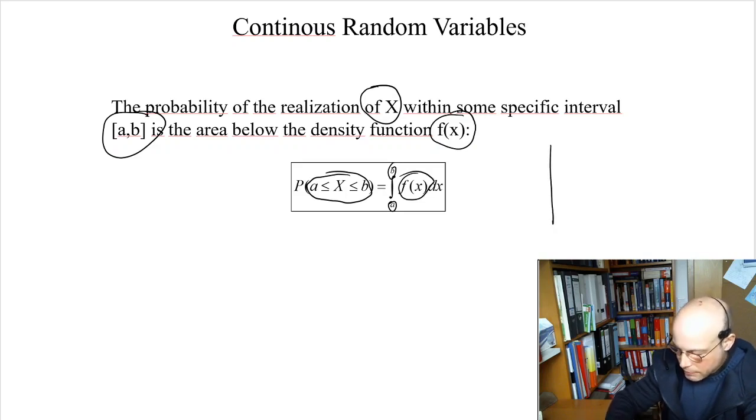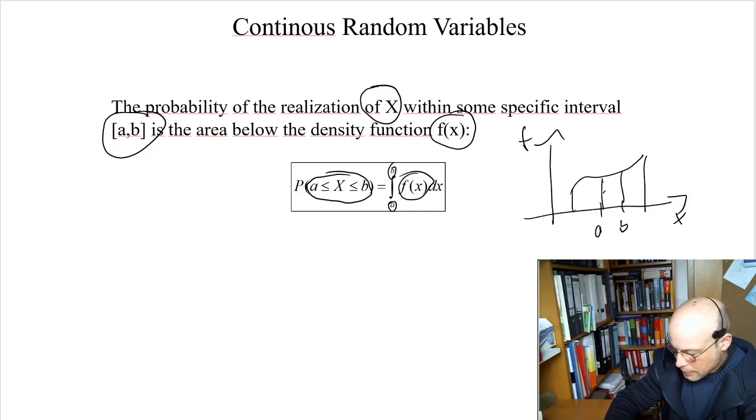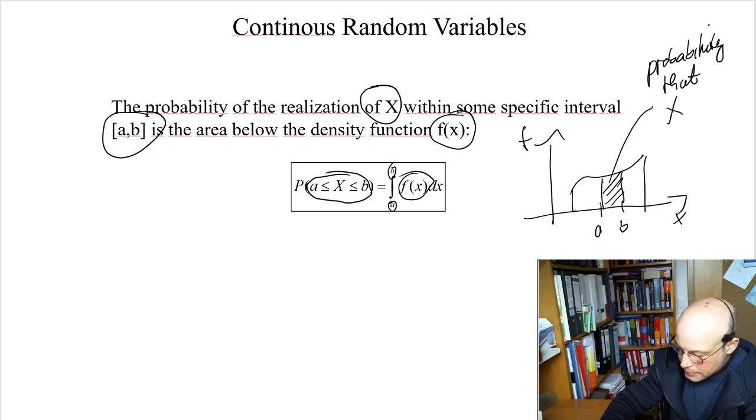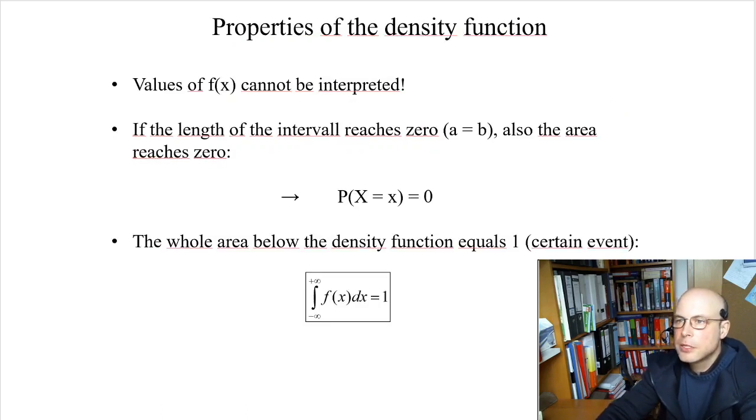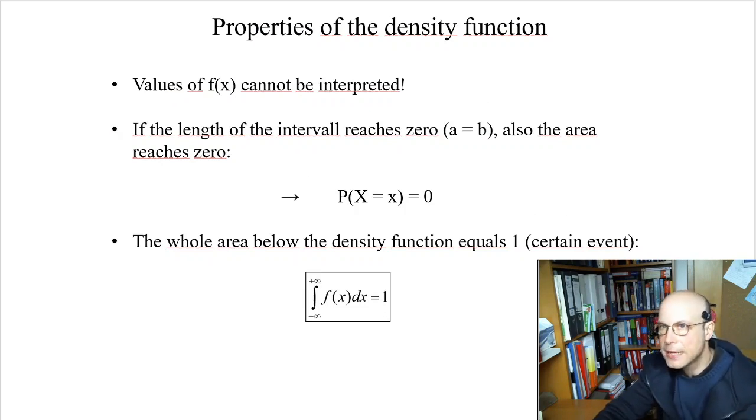So if we have maybe f(x), such a density function, and this is a and this is b, then this would be the probability that X is an element of [a, b]. This is in the first part abstract, but we will just in a minute do also an example.